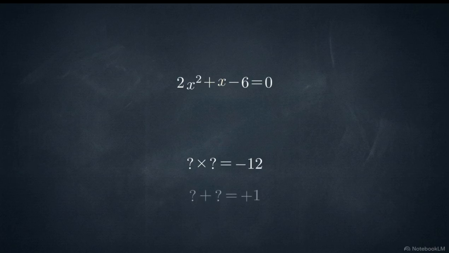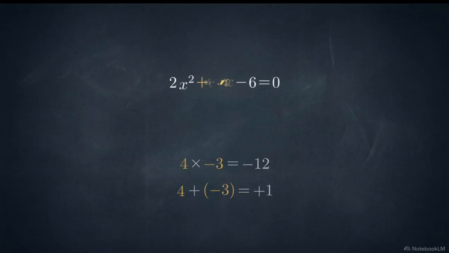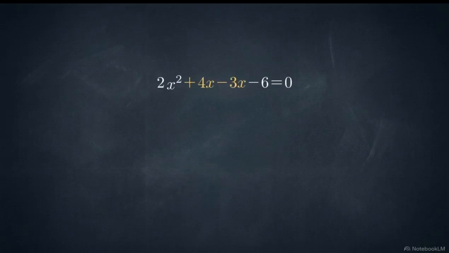Now we look for two numbers that satisfy two conditions at once. They must multiply to our product of -12, and they must add or subtract to equal our middle coefficient, b, which is +1. The pair 4 and -3 fits perfectly. Because 4 minus 3 equals 1, we can rewrite that middle x term as two separate pieces, +4x and -3x. We then group the terms and factor out the greatest common element from each pair.